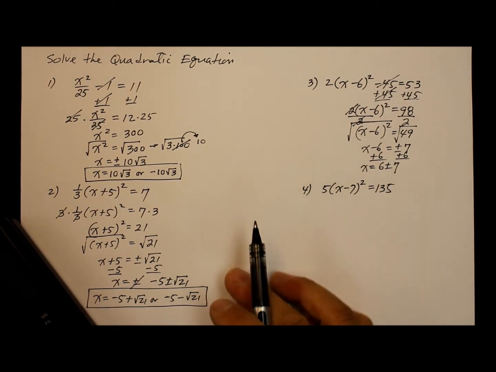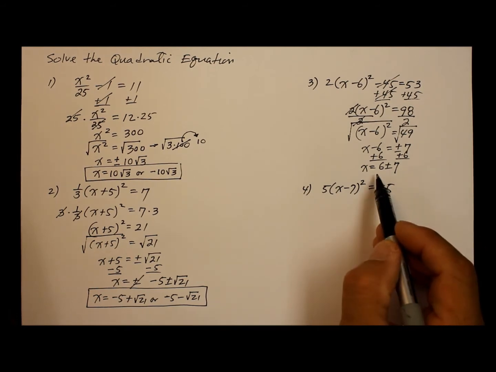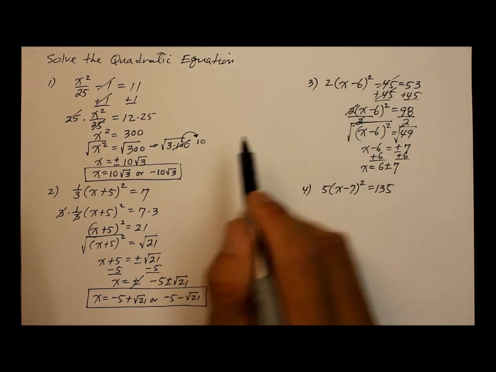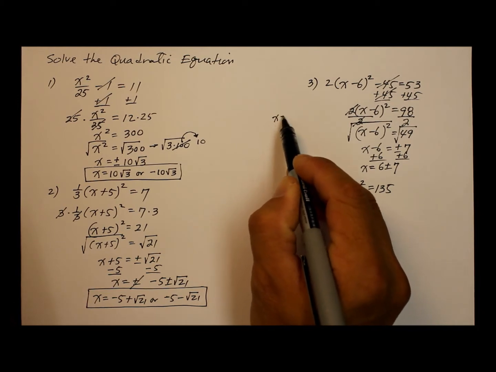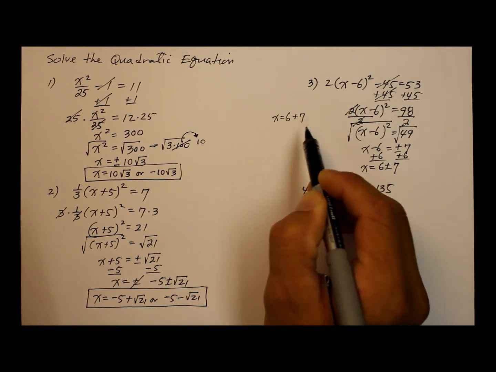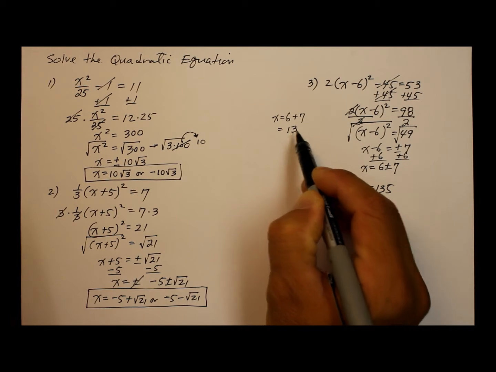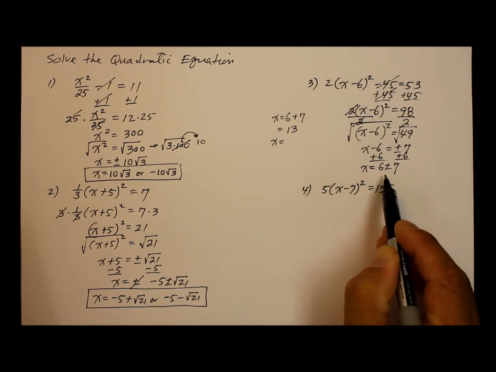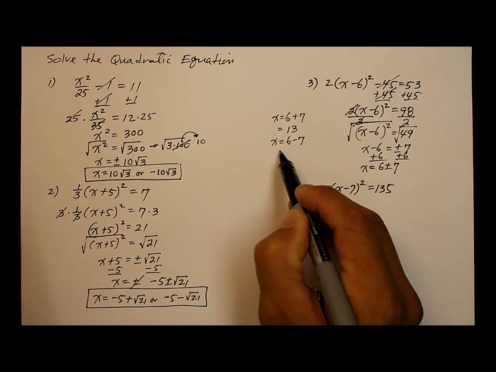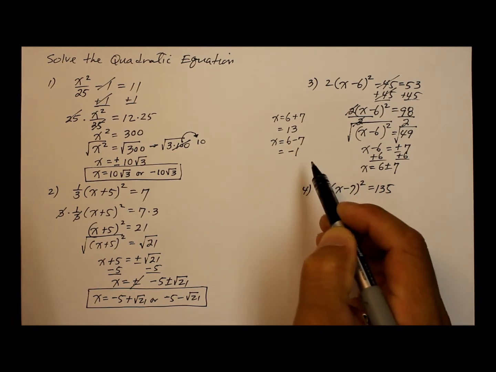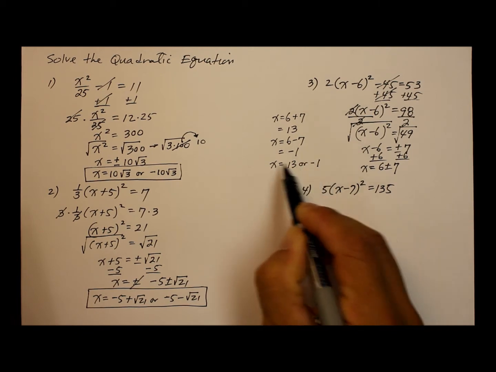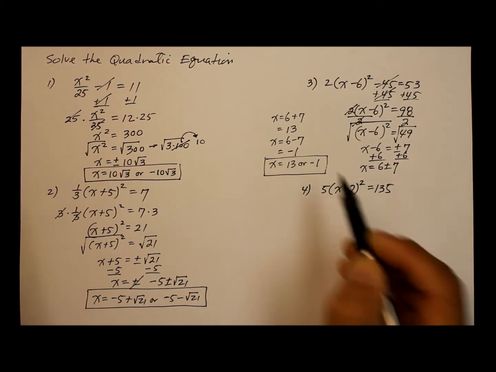Now, let's go ahead and figure this one out. So if they ask you, what is the solutions that would make this equation true? You'll say x is equal to 6 plus 7, which is 13, or x is equal to 6 minus 7, which is equal to negative 1. So x equals 13 or negative 1. There's a solution.